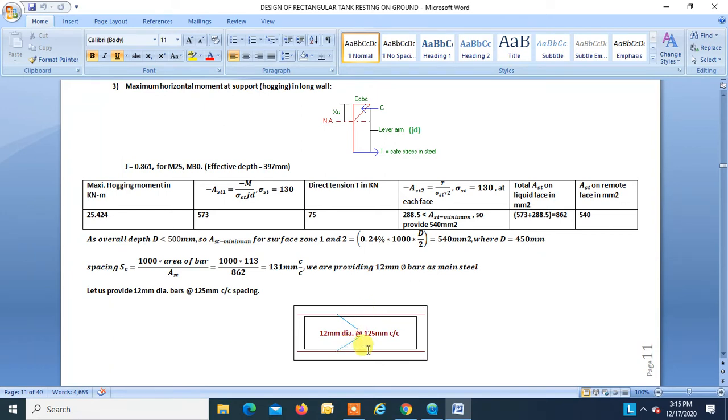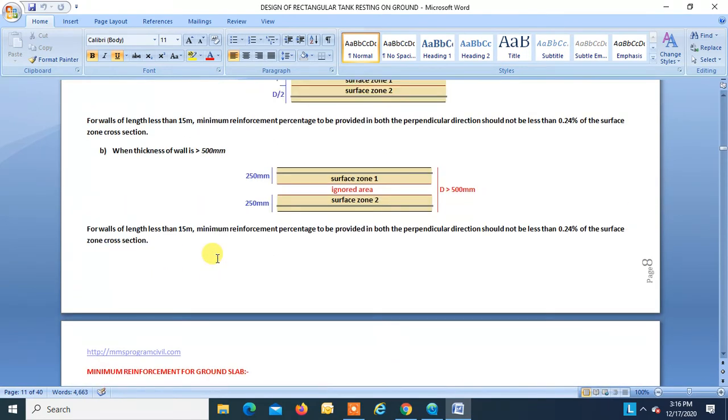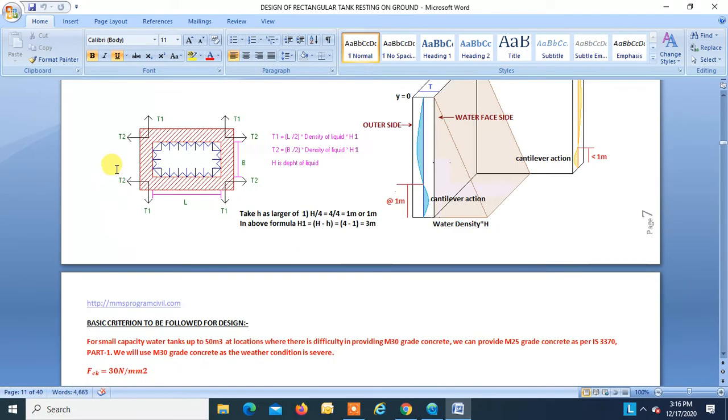Similarly, provide 288.5 over here and 288.5 over here. But the steel that we are going to provide on this face, this 288.5, is less than AST minimum. How to get AST minimum? Our overall depth is 450, which is less than 500.